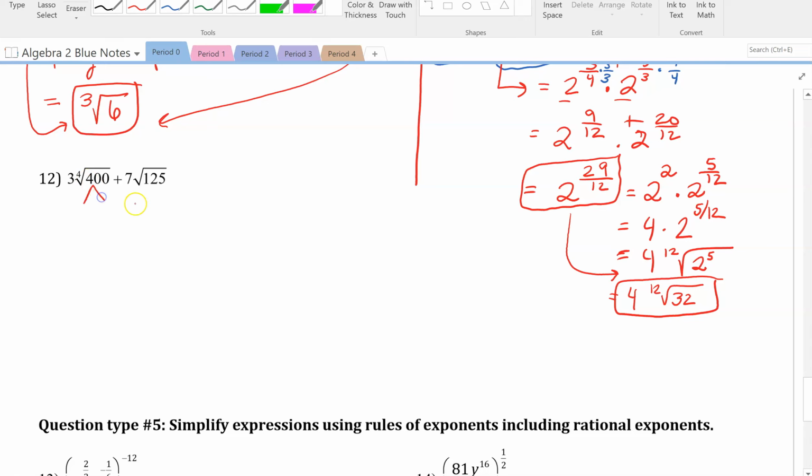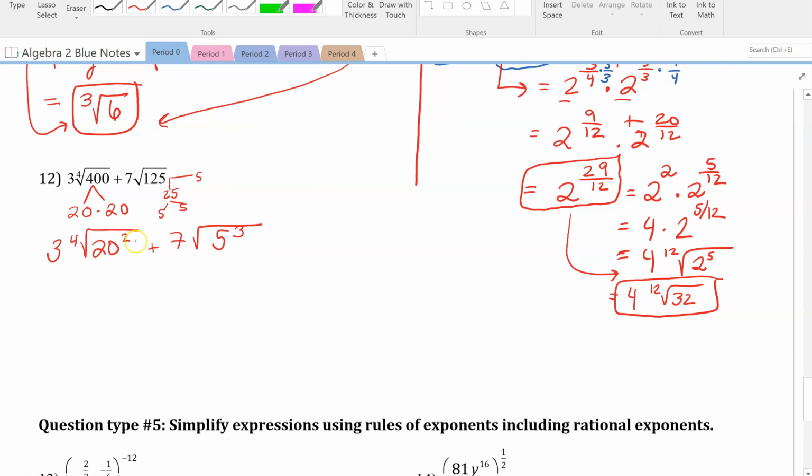So 400, I can think of that as 20 times 20, because 2 times 2 is 4, and then you just have these 2 zeros. 400. Okay. So this is 3 times the 4th root of 20 squared. And then plus 7 times the square root, and then 125 is 5 to the power of 3. 125 breaks into 25 and 5, and 25 breaks into 5 and 5. So this is 5 to the 3rd power.